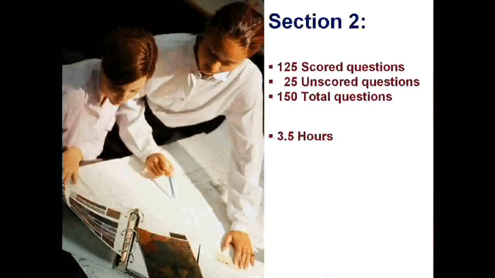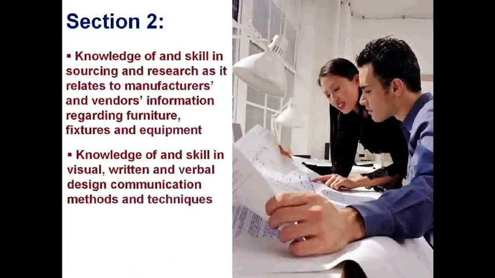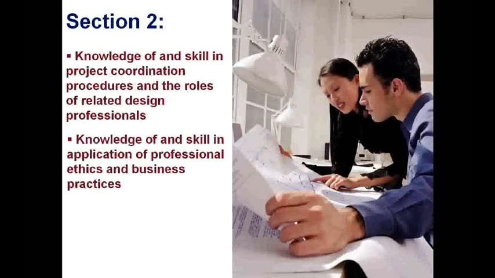Section 2, also multiple choice, has 125 scored questions and 25 unscored questions, again for a total of 3.5 hours of testing time. Content areas covered in Section 2 include design theory and relationship between human behavior and the design environment, programming, sustainability, and site analysis, analyzing and synthesizing the programmatic information, sourcing and research as it relates to manufacturers and vendors information, visual, written, and verbal design communication, project coordination procedures and the roles of related design professionals, and the application of professional ethics and business practices.